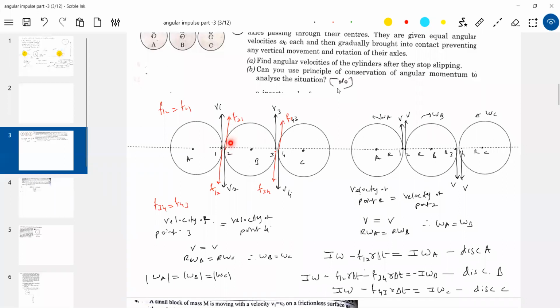This torque F21 into R and F34 into R, both will set up anti-clockwise torque. Initial angular momentum was anti-clockwise, the angular impulse was clockwise. So initial angular momentum, I'm taking positive. And finally what happened? It will have clockwise angular momentum. Look at this one. So we know F12 is equal to F21 and F34 equal to F43.